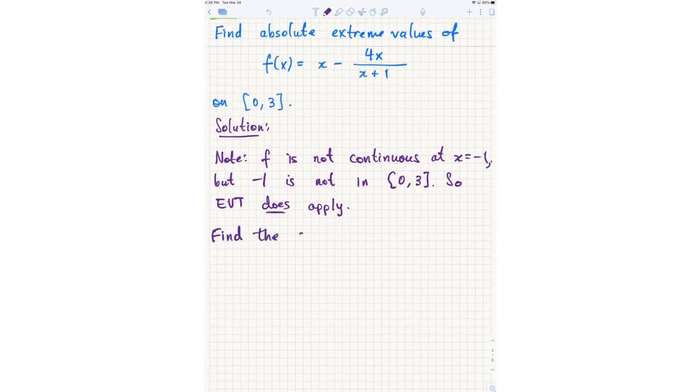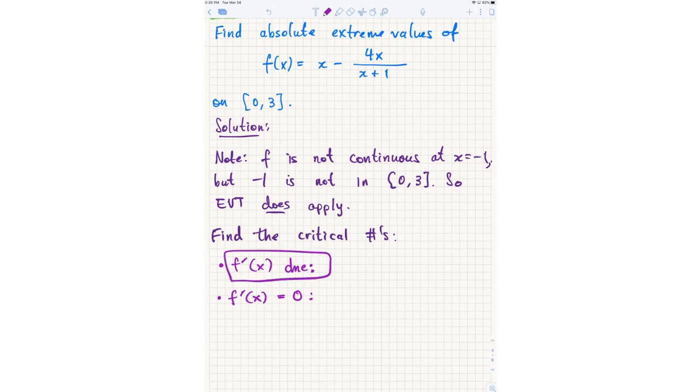So find the critical numbers. Remember, there are 2 types of critical numbers: f prime of x does not exist, and f prime of x equals 0. Those are the 2 types. So where does f prime of x not exist? So who wants to answer that one first? Where does this function not have a derivative?